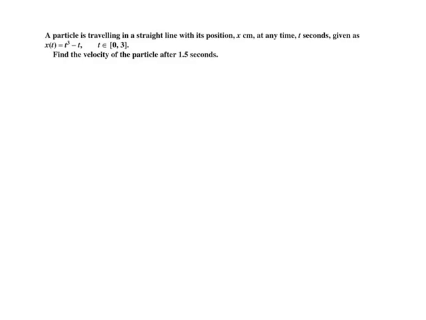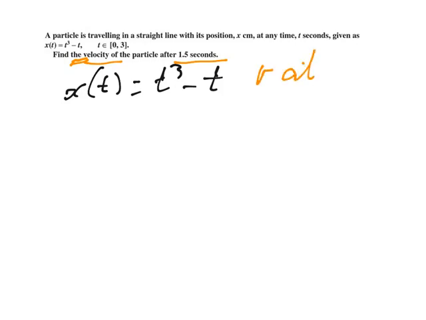Alright, so let's look at an example. Here's our example: a particle travelling in a straight line, position x at any time t. There's the equation: x at time t is t cubed minus t, and we're looking just between 0 and 3. We're after the velocity at 1.5 seconds. So this is instantaneous. It doesn't say the average velocity, it says find the velocity. So we want v at 1.5.